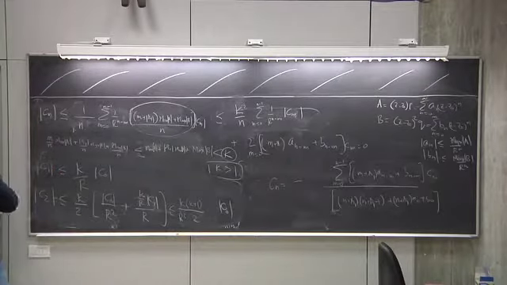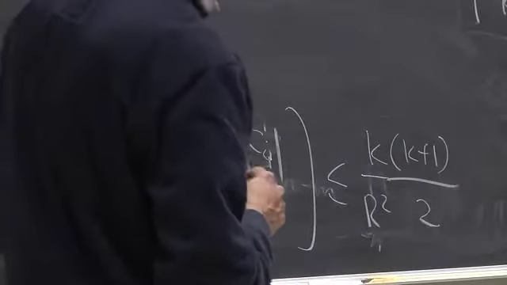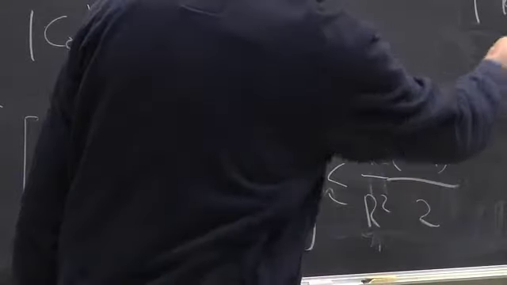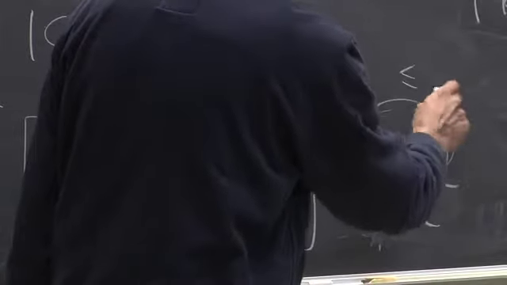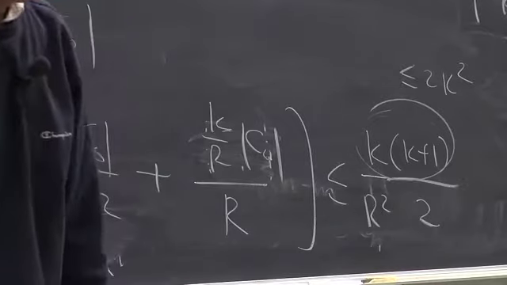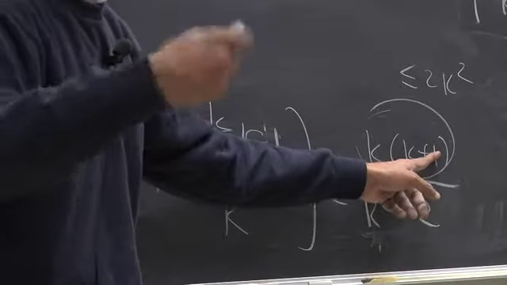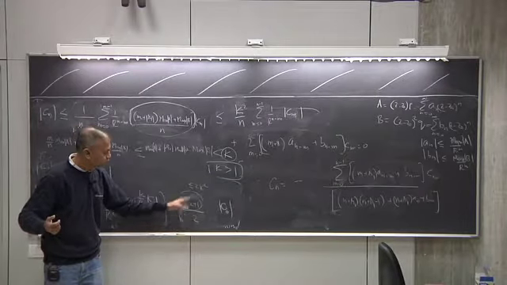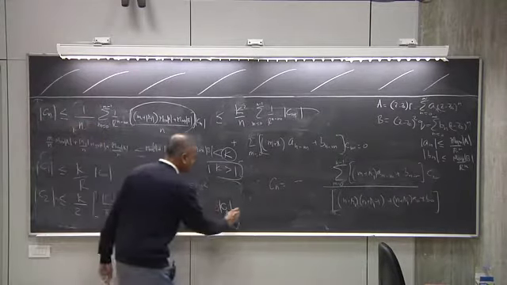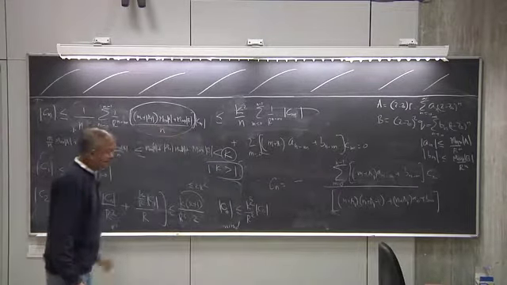Now, since I have chosen kappa greater than 1, this is less than or equal to 2 kappa squared, right? Because this is kappa squared plus kappa. But kappa is greater than 1, so kappa is less than kappa squared. So I can replace the second term by kappa squared, and this 2 cancels. So the upshot is that this is less than or equal to kappa squared over r squared C0. Okay? And you keep going.